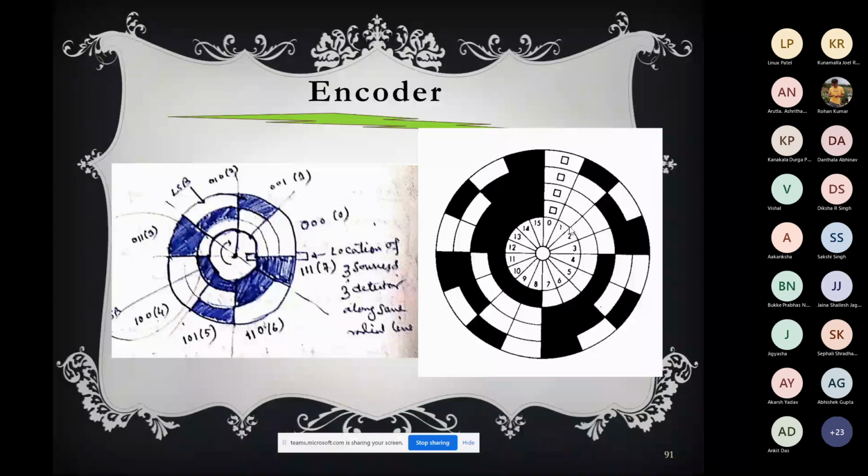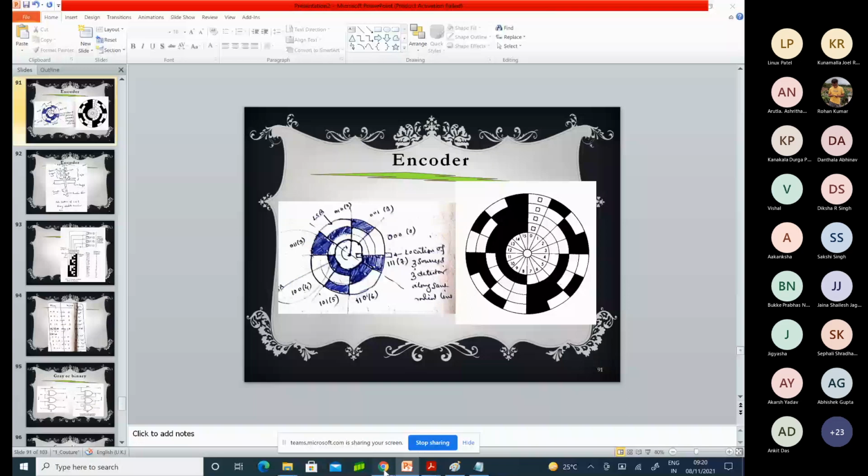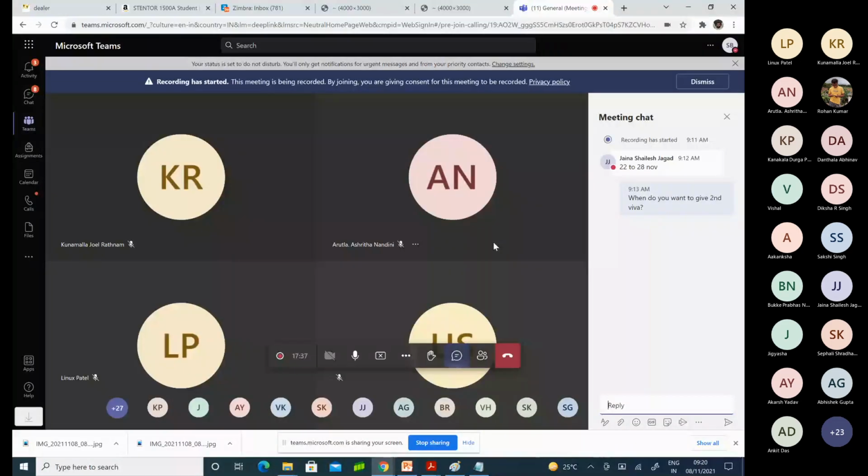Now, any query up to this point, or has everybody understood? Is there any query? Okay, so let's proceed then.